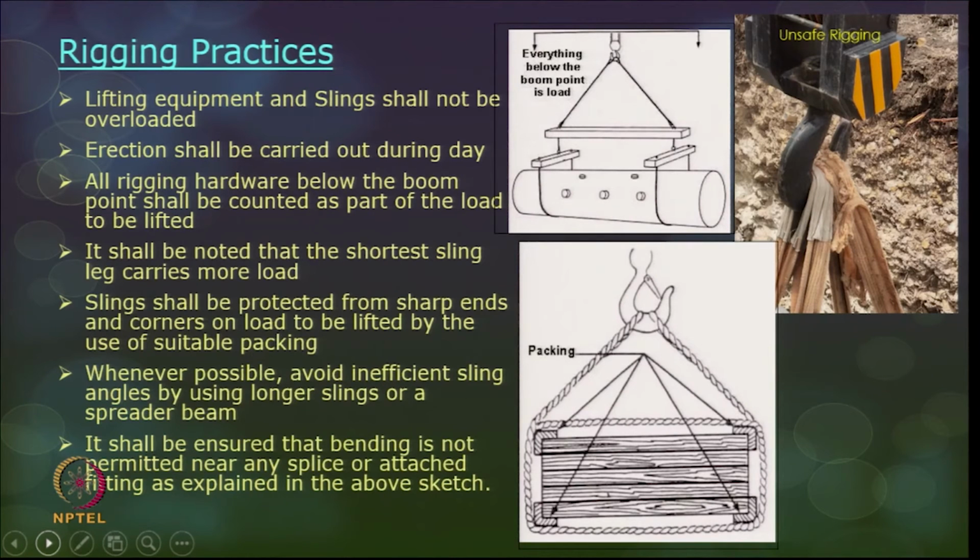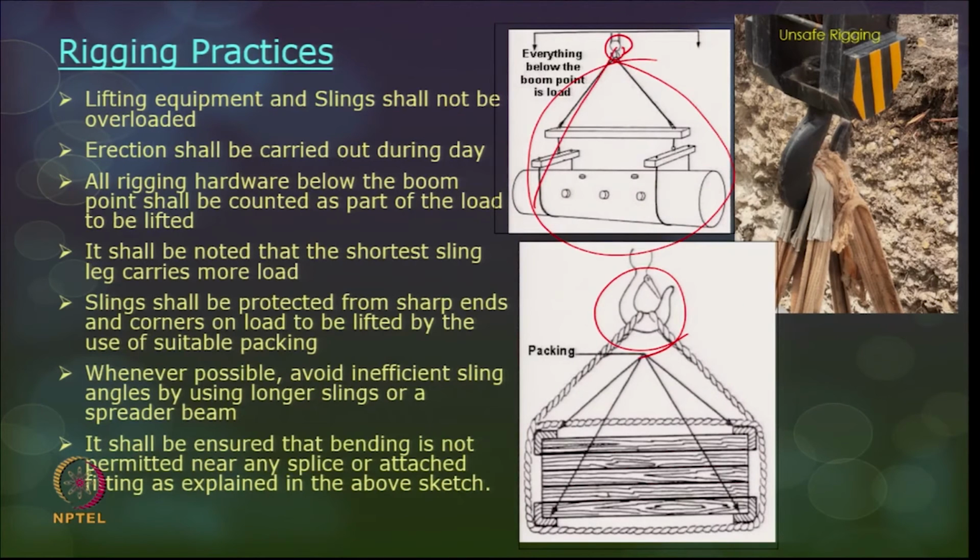Rigging practices: lifting equipment and slings shall not be overloaded. Erection shall be carried out only in daylight, and all rigging hardware below the boom point, as such, is considered as a load acting on the crane. It shall be noted that the shortest sling leg can carry more load. So, you can determine what is the crane load, and what is the hook capacity or the sling capacity can also be determined with the load chart, which is available along with the crane manufacturer.